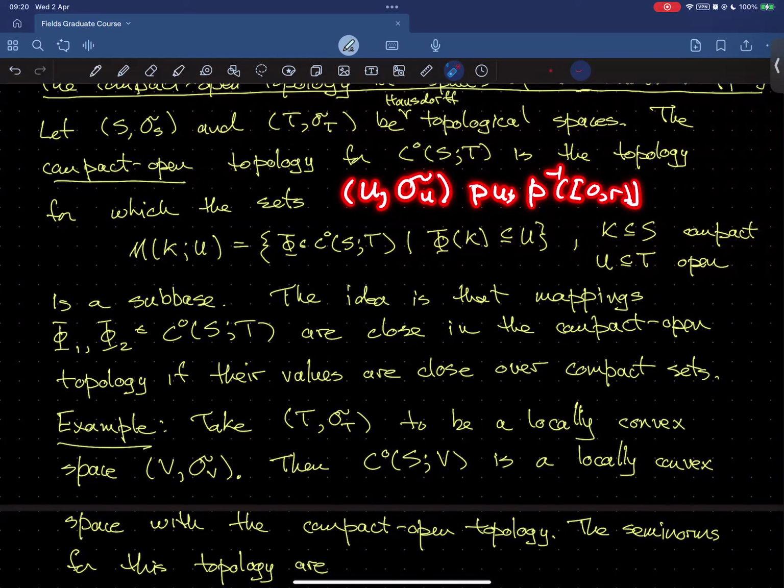Okay, so the semi-norms for locally convex spaces furnish us with a subbase. They don't furnish us with all open sets, just a subbase for the open sets.